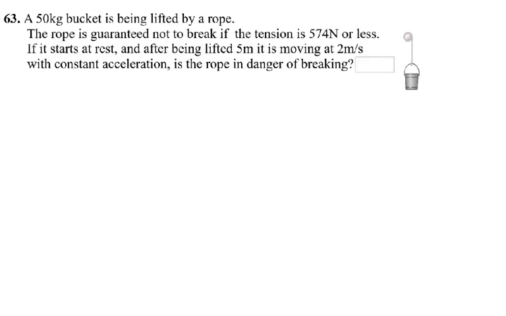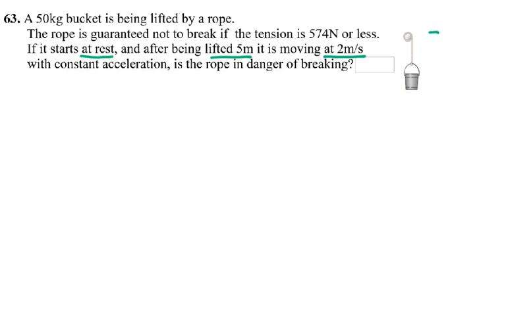So I have time to solve one more question in this video, so I have to make another video. So I'm gonna do this question. A 50 kilogram bucket is being lifted by a rope. The rope is guaranteed not to break if the tension is less than 574 newtons. If it starts from rest, so initial velocity is 0, and after being lifted 5 meters, it is moving at 2 meters per second with constant acceleration, is the rope in danger of breaking?